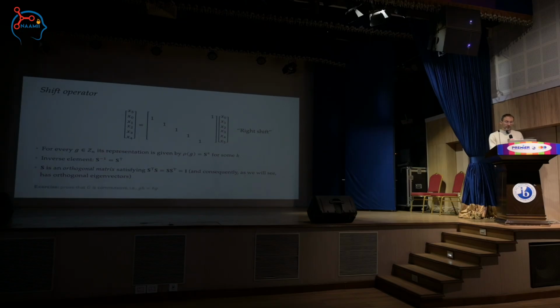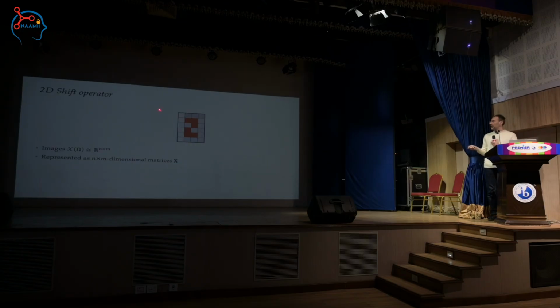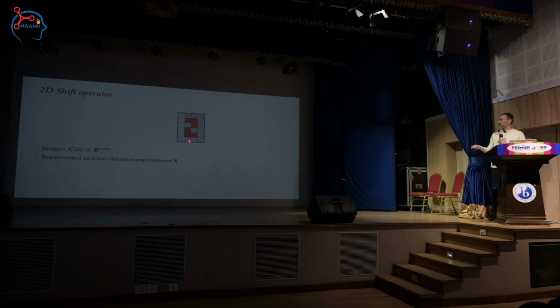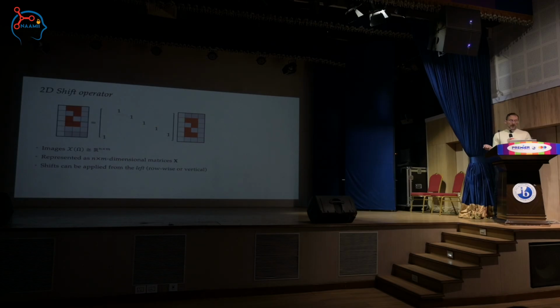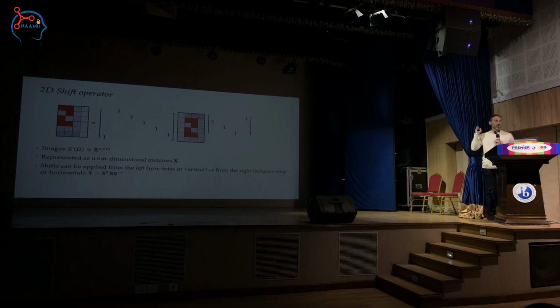So what do we do with two-dimensional shifts? We have images of size n by m. We can represent them as n by m dimensional matrices, like this. So I can shift the image vertically or horizontally. I can apply the shift operator from the left to this matrix, and I shift up and down. Or I can apply it from the right, and here I'm shifting columns. So I'm shifting right and left.